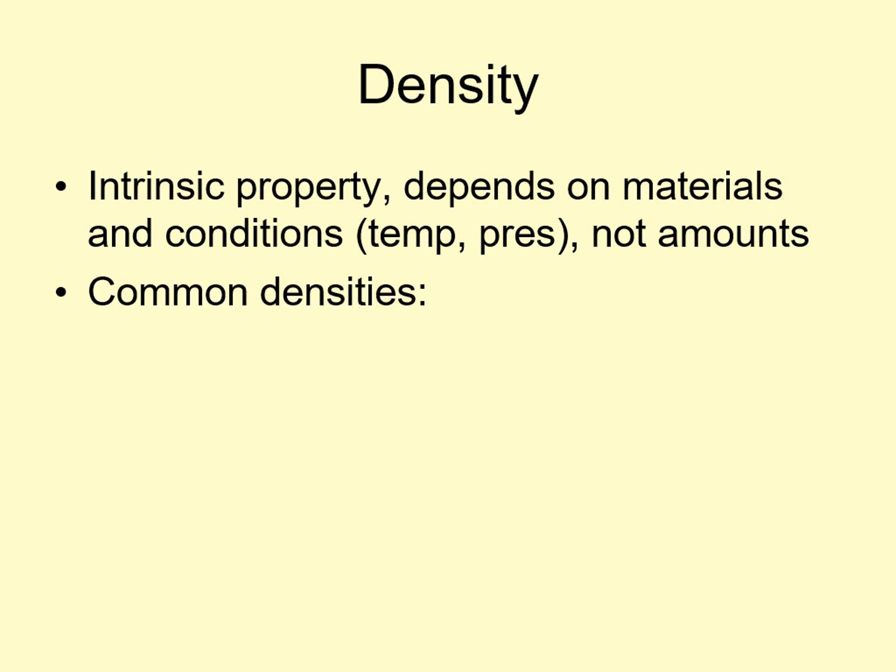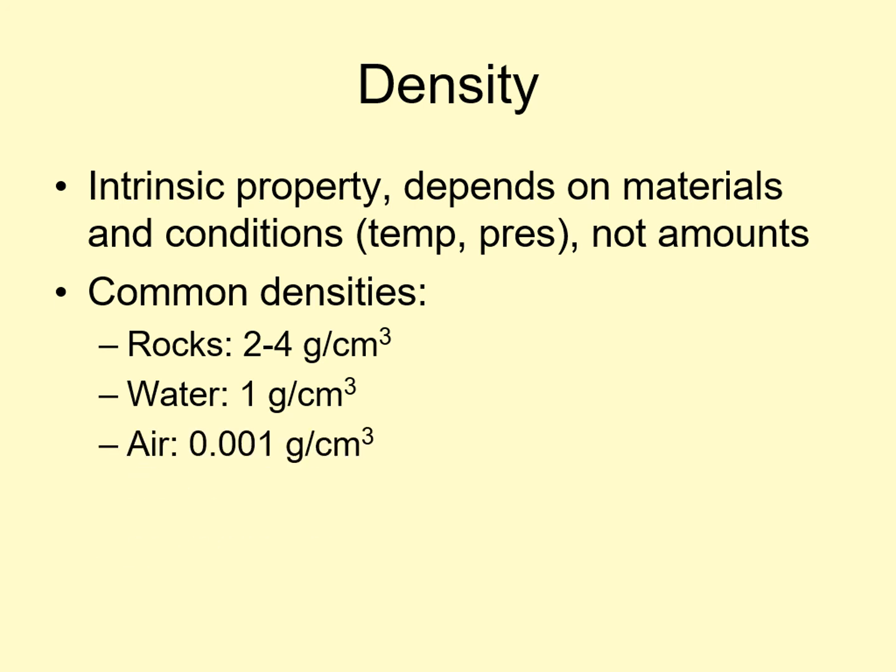Here are some common values for density. Common rocks have densities of 2 to 4 grams per cubic centimeter. Liquid water has a density of about 1 gram per cubic centimeter. That's a good easy number to remember. The air around us has a density of about 0.001 grams per cubic centimeter, 1,000 times less than water.